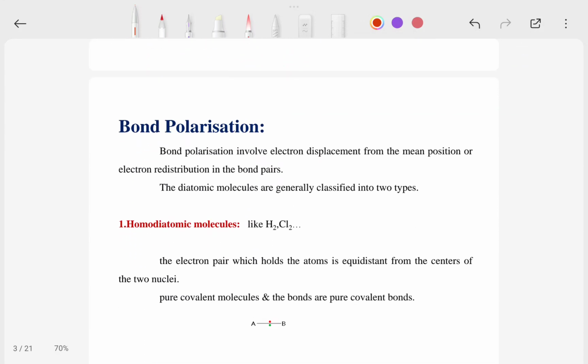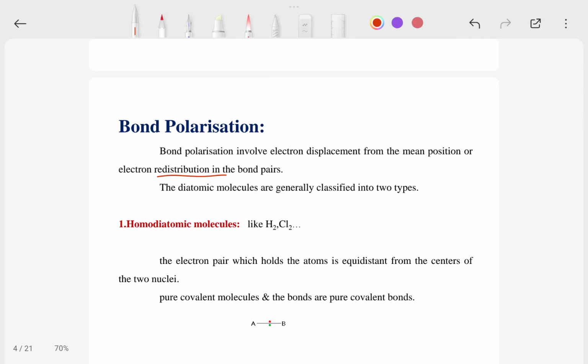And bond polarization. Bond polarization involves electron displacement from the main position or electron redistribution in the bond pairs. Hence, they are called displacement or electron redistribution.